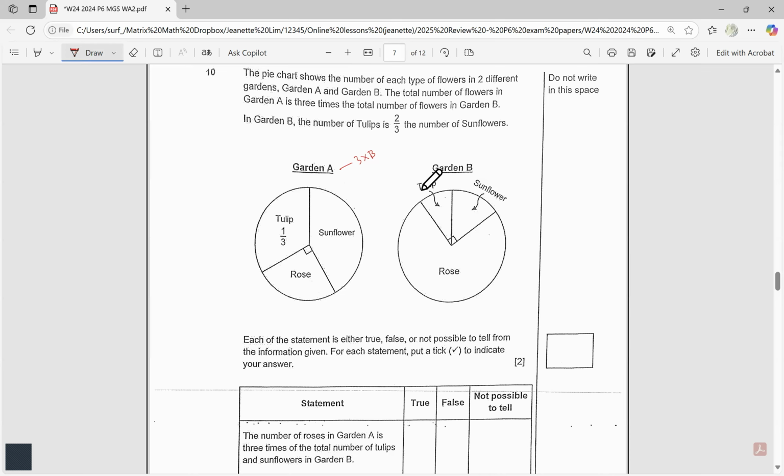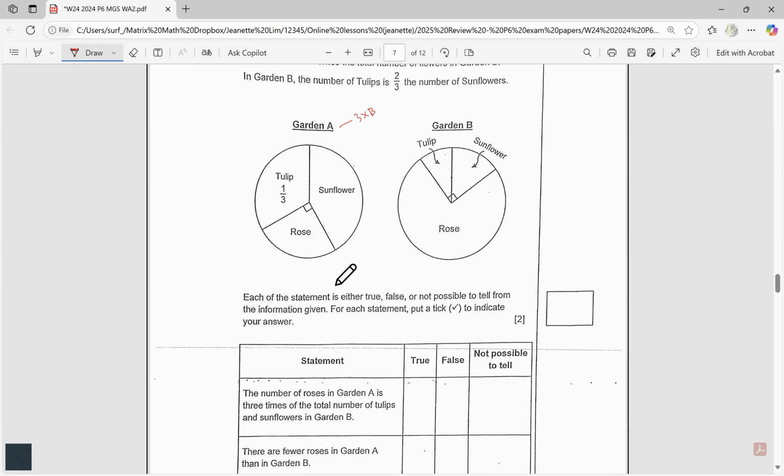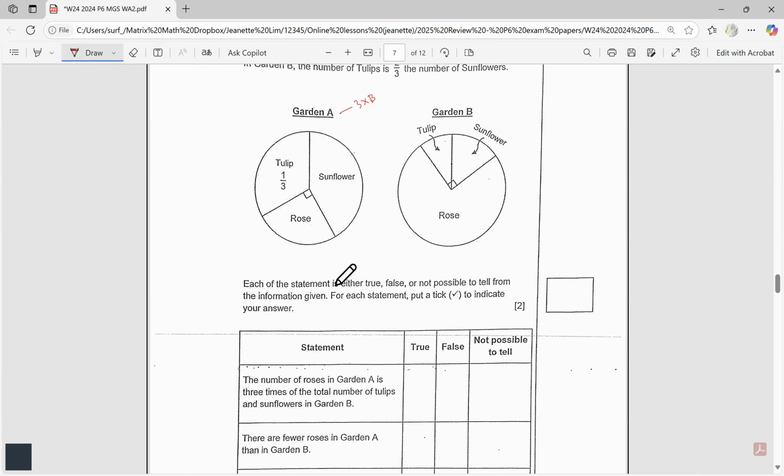Okay, so the rose is 1/4. Tulip and sunflower together is also 1/4. So roses must be 3 times of that. So that's true. Okay, true.